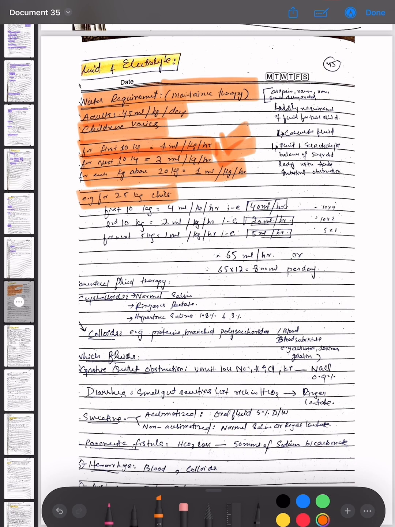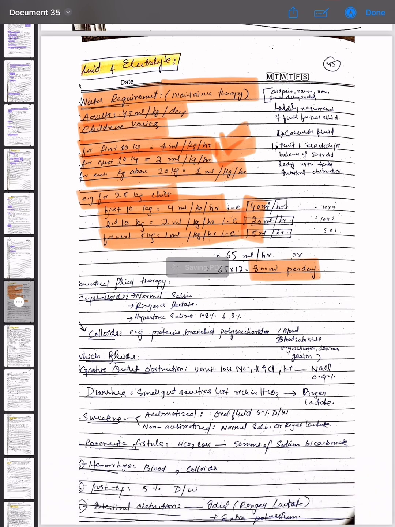So this is discussed here. First 10 kg, 4 ml per kg per hour, second 10 kg, 2 ml per kg per hour, and for the next 5 kg it is 1 ml per kg per hour. So 4 ml per kg per hour is 40 ml per hour, and 2 ml per kg per hour is 20 ml per hour. Simply, just multiply the 10 kg by 4, and that is the amount of fluid required per hour. So the total fluid that we require for a 25 kg baby is 40 plus 20 plus 5, which is 65 ml per hour, or simply 65 multiplied by 24 is equal to 1560 ml per day. Okay, so this is the total amount of fluid that is required.